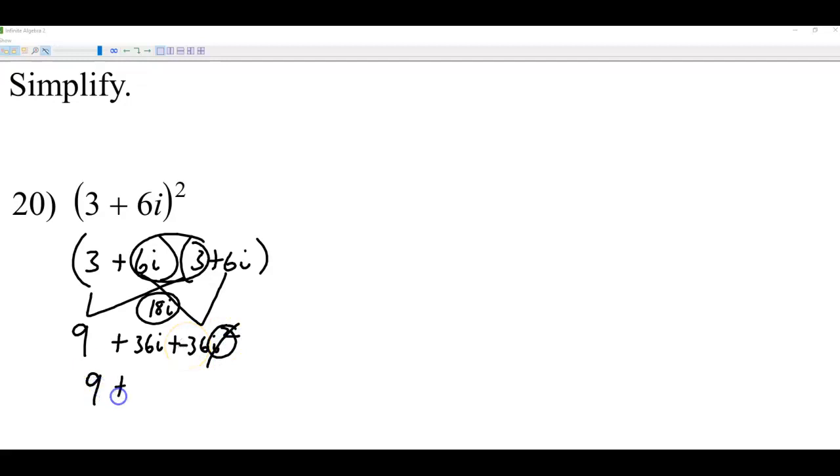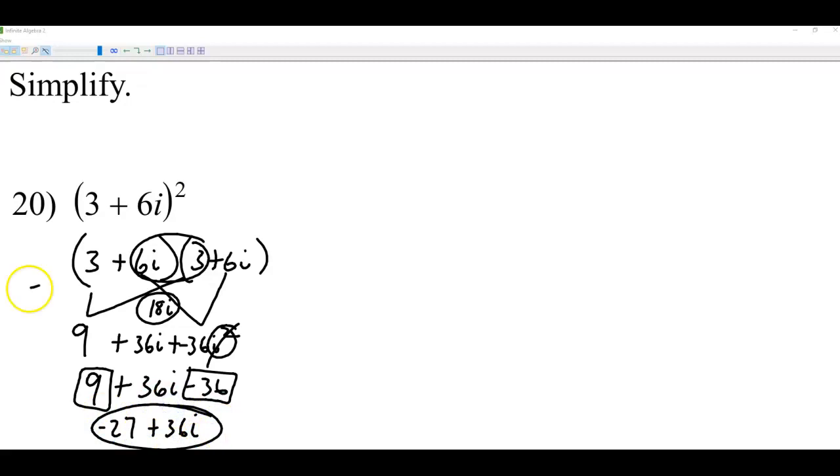So now I've got 9 plus 36i minus 36. We can then combine the real numbers together and get a total of -28. I think it might actually be 27 plus 36i. Now that's the shortcut method.